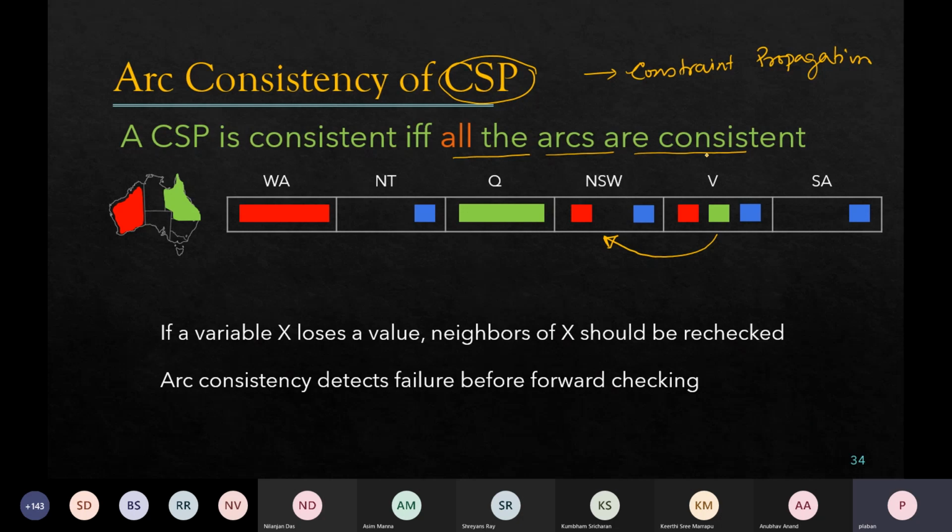So now our X is V and Y is NSW. Should it be consistent?